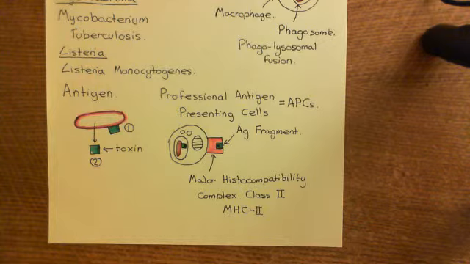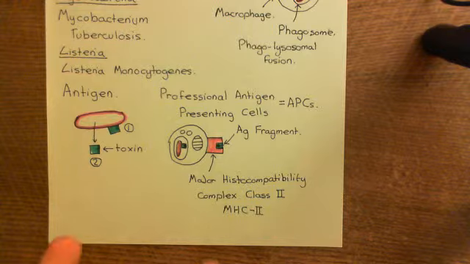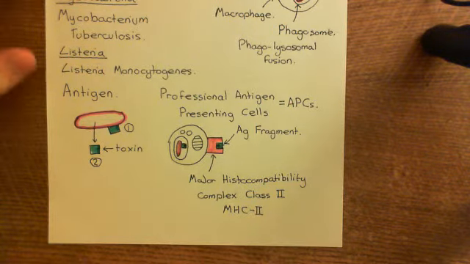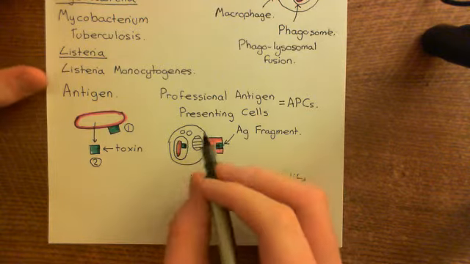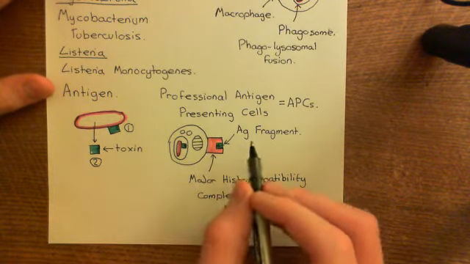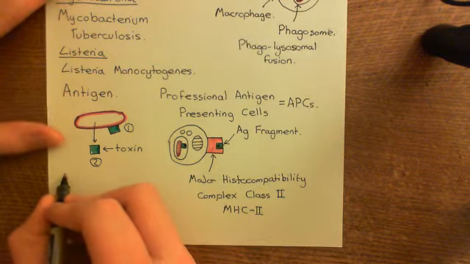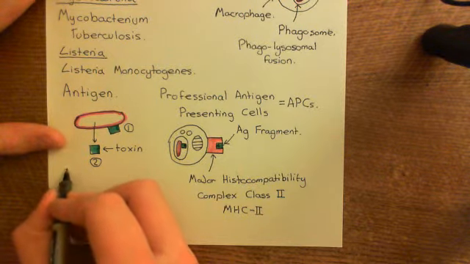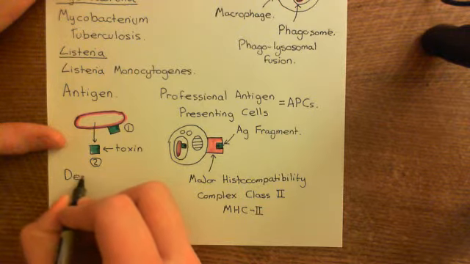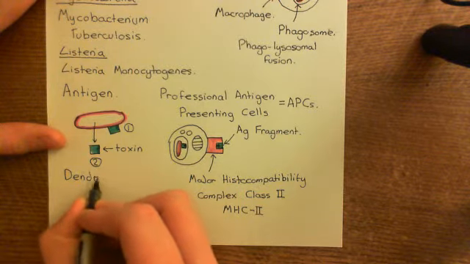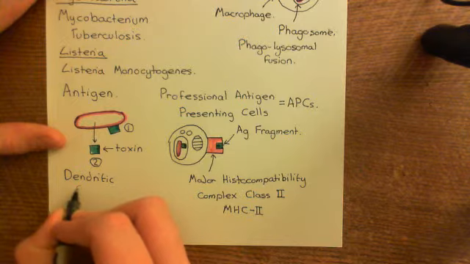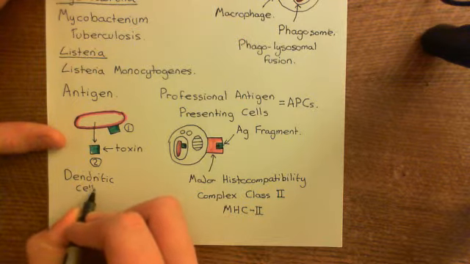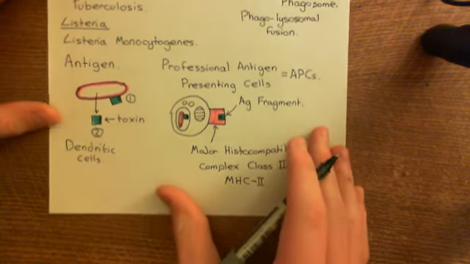Okay, so let's now talk about what sort of cells are professional antigen presenting cells. Okay, so examples of professional antigen presenting cells, the two key examples that are going to kickstart the entire adaptive immune response are dendritic cells. Okay, these are kind of the archetypal one. These are the ones which really do what we're about to describe, okay?